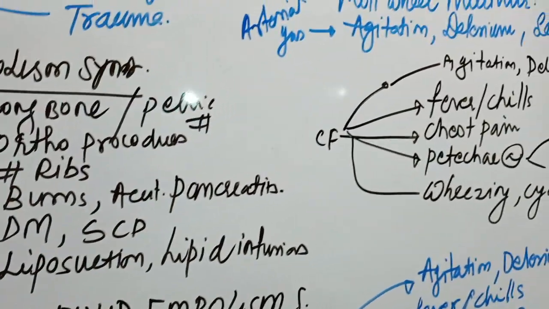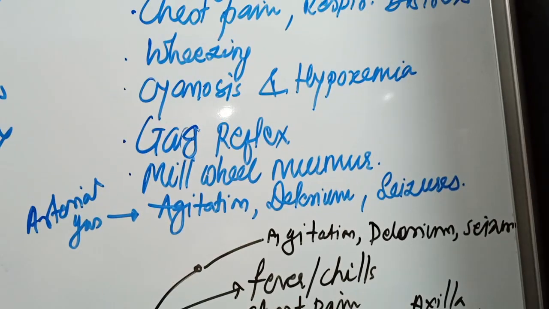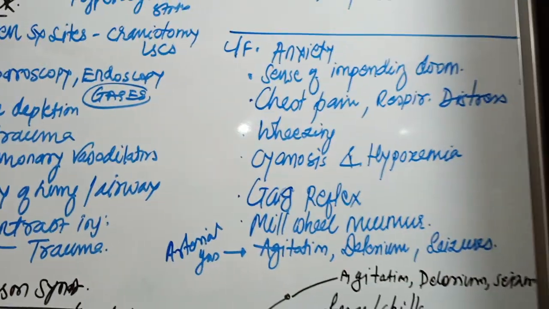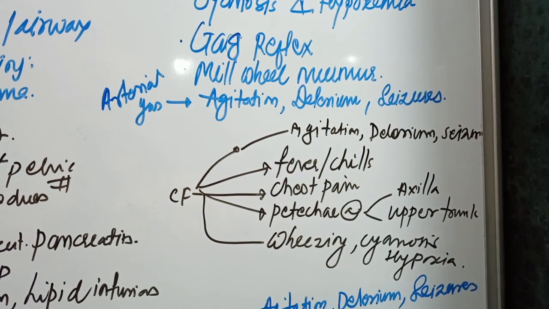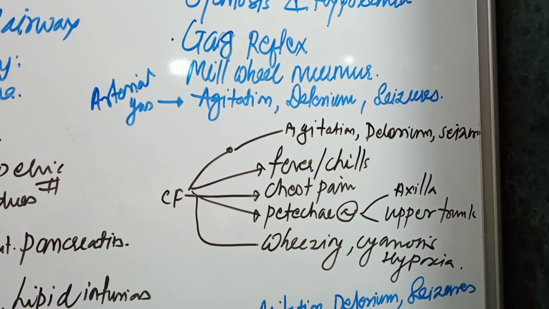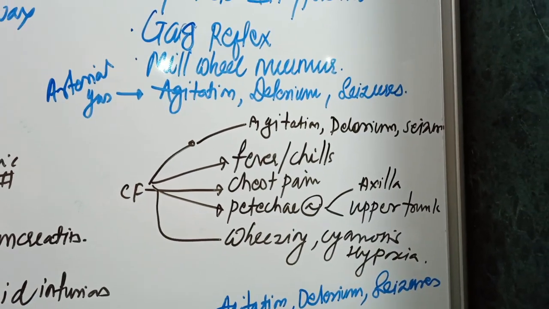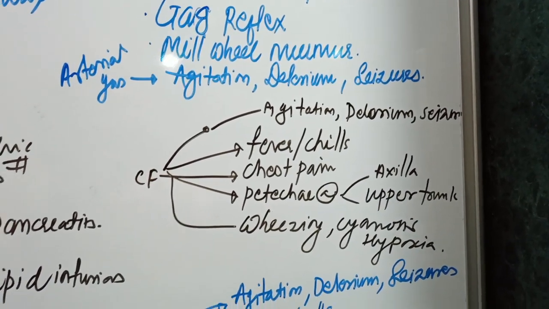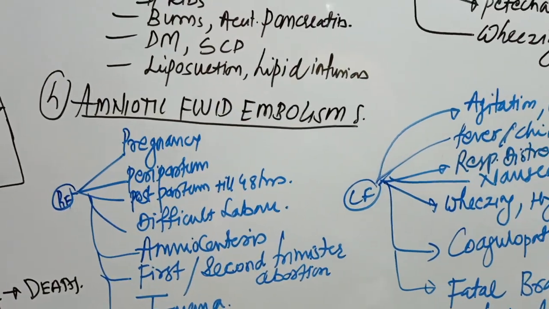How does fat embolism present? The typical presentation of fat embolism includes petechial hemorrhages on the axilla and upper trunk, then fever with chills and chest pain. It also presents with agitation, delirium, and seizures. The last one is amniotic fluid embolism.